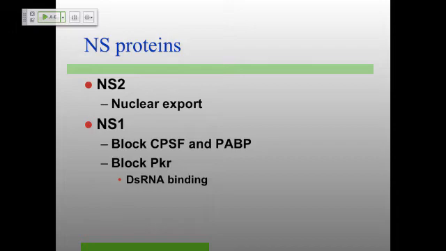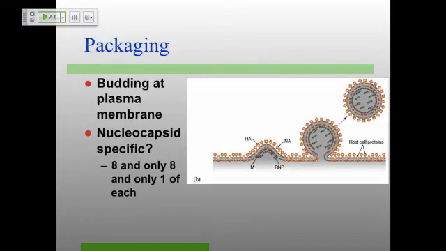So once you've put all these things together, now you need to package them. Hemagglutinin and neuraminidase have already been made in the endoplasmic reticulum. Those get transported out to the plasma membrane. Then you get your RNP. What's an RNP? A ribonucleoprotein complex. So it's just each of your individual genome segments associated with nucleocapsid protein. That then gets packaged into each of these virions, which end up getting released.